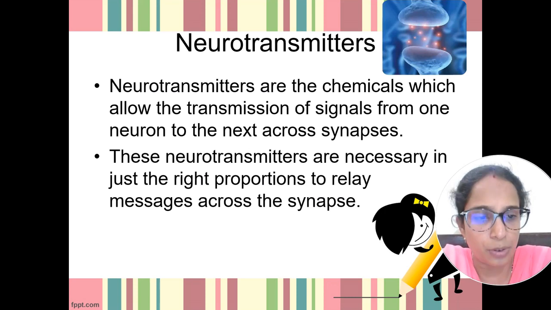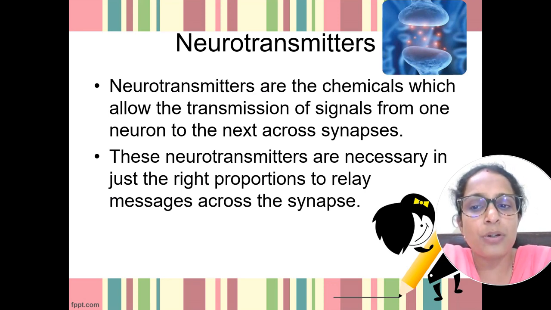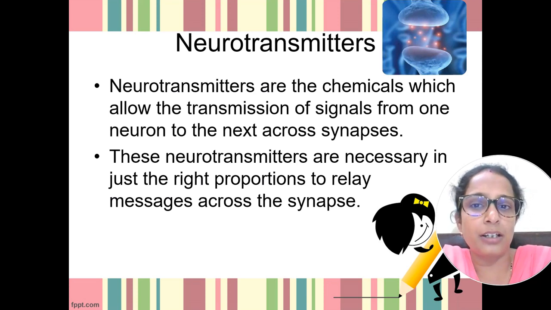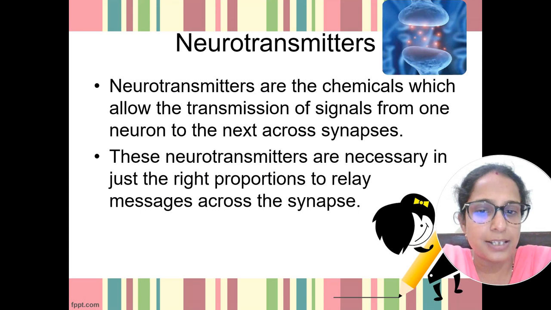Now we are moving to the neurotransmitters, which always play a major role in psychiatry. Psychiatry mein major role play karte hain. So neurotransmitters are the chemicals which allow the transmission of signals from one neuron to the next through the synaptic area. These neurotransmitters are necessary in just the right proportion to relay messages across the synapse. So neurotransmitter ka kya zaruri hai? Ki ye right proportion mein ho. When we are discussing any psychiatric disorder, the neurotransmitter dopamine will rise or decrease, and that will be a cause for that particular disorder.